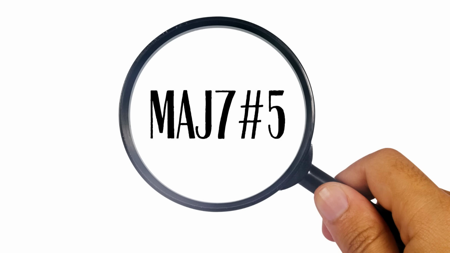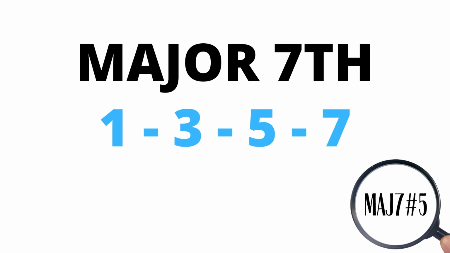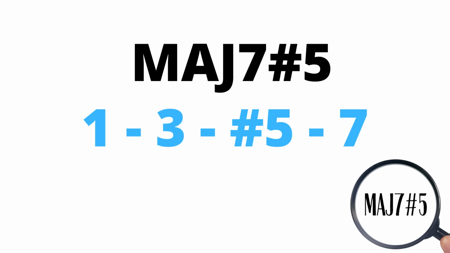So first up is a major 7 sharp 5. As the name suggests, this is a major 7 chord, so 1, 3, 5 being our major triad plus the 7, but with a sharpened 5th. So 1, 3, sharp 5 and a 7. This logic works the same with our minor 7 and dominant 7 chords also.